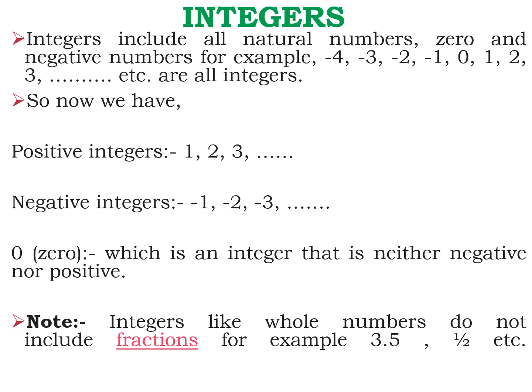Integers is our main topic. Integers include all natural numbers, 0 and negative numbers. For example, -3, -2, -1, 0, 1, 2, etc. Now we have positive integers as 1, 2, 3 and so on, and negative integers as -1, -2, -3, etc. 0 is an integer that is neither negative nor positive. Always remember, integers like whole numbers do not include fractions. For example, 3.5, 1 by 2, etc.